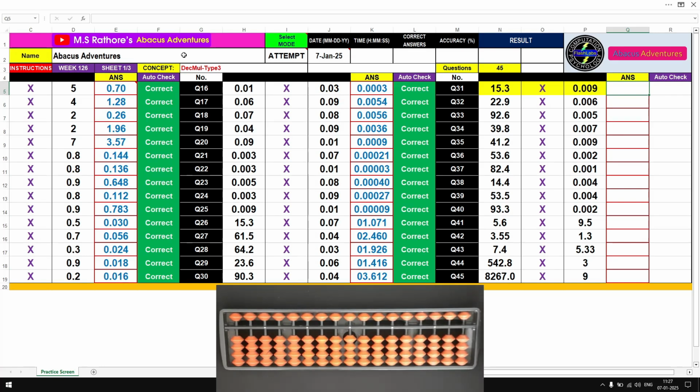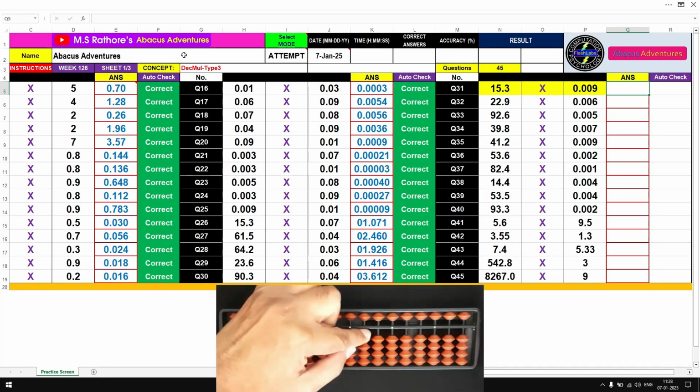Question number 31, 15.3 multiplied by 0.009. So in the multiplicand there are two digits in the integral part, 1 and 5. In the multiplier there are two zeros after the decimal point. So +2 -2 becomes 0. In this case we have to take rod number 0 to begin with.